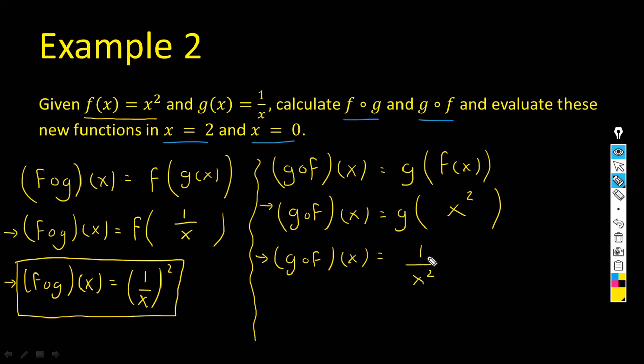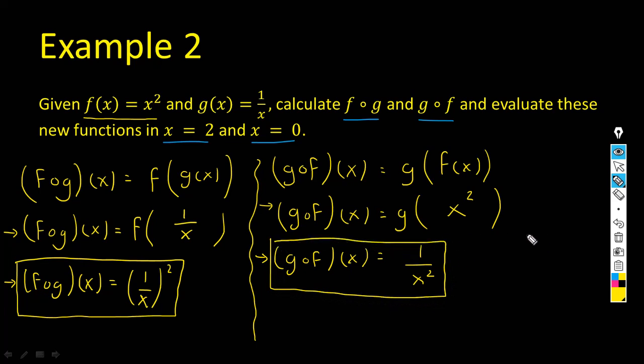I hope you have understood that part, okay? G of x is simply 1 over x. G evaluated in x is simply the same as 1 over x. So g evaluated in x squared is simply 1 over x squared. Okay? And we are done. That's it, guys. We are done.